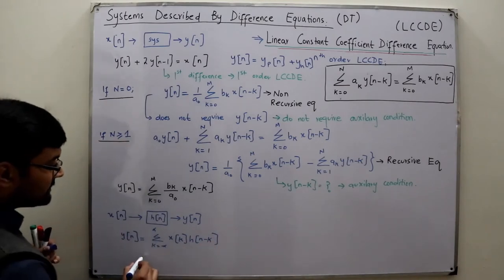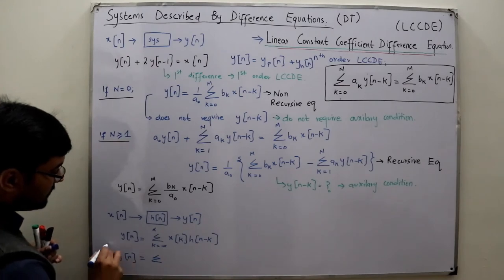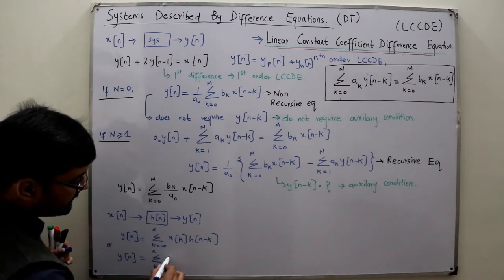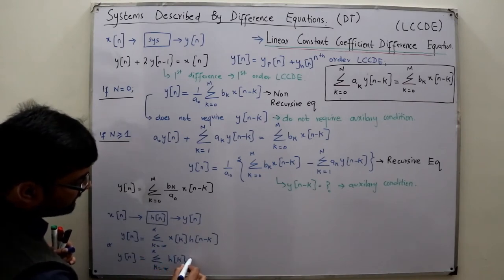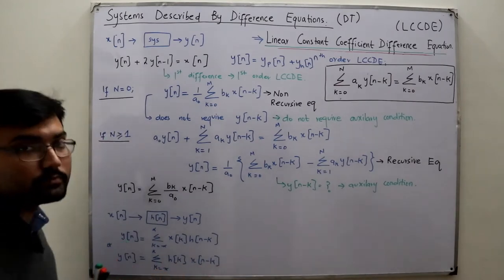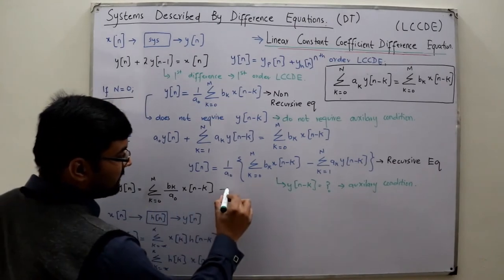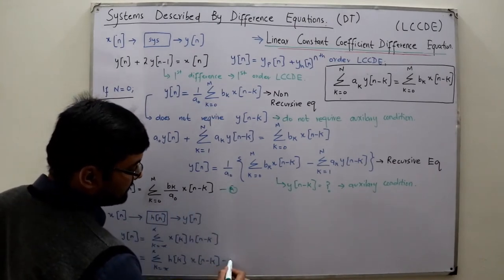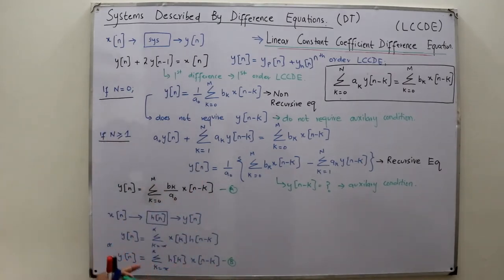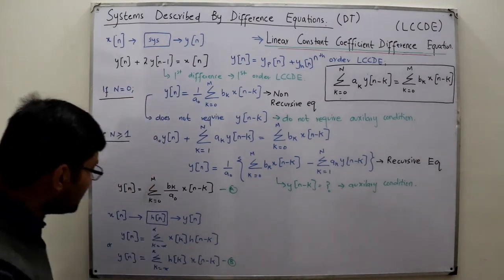Or you say that y of n is equal to the sum, again with k running from negative infinity to positive infinity, of h of k into x of n minus k, because we know that the convolution operator is a commutative operation. So have a look now. If this is, let's say, equation A, and this is equation B, both A and B are representing an LTI system. Both A and B are representing the same system. Both A and B are giving me the output.